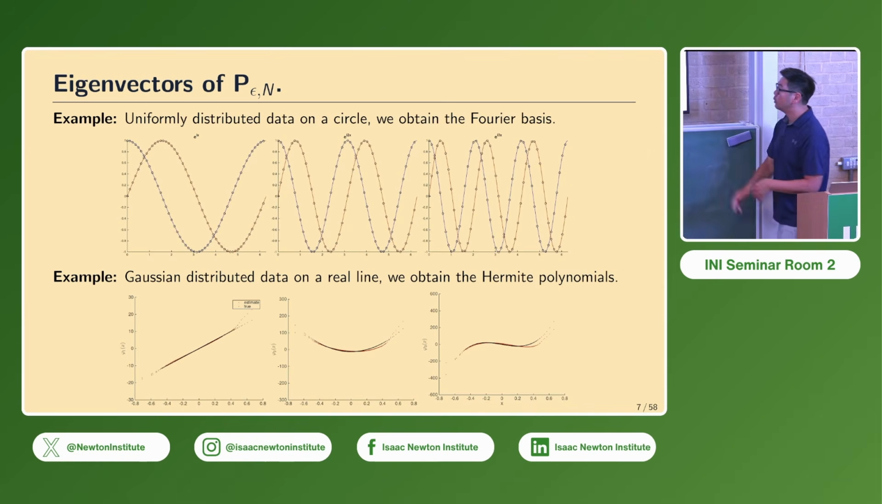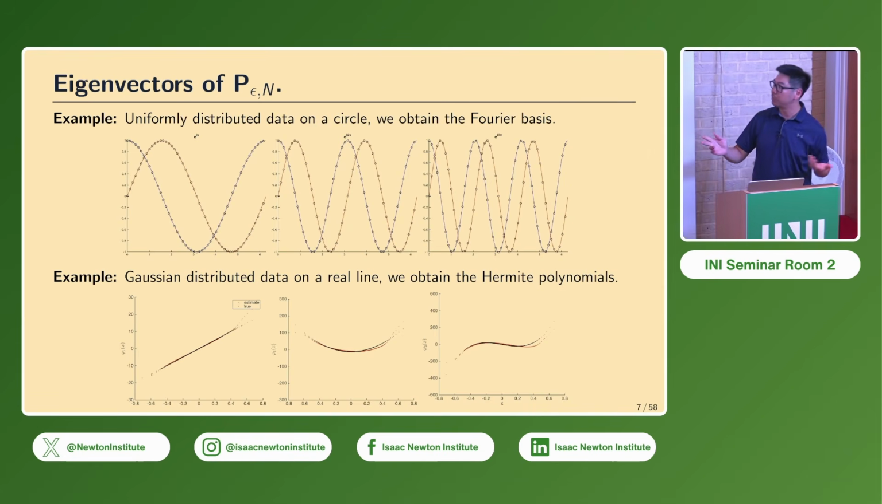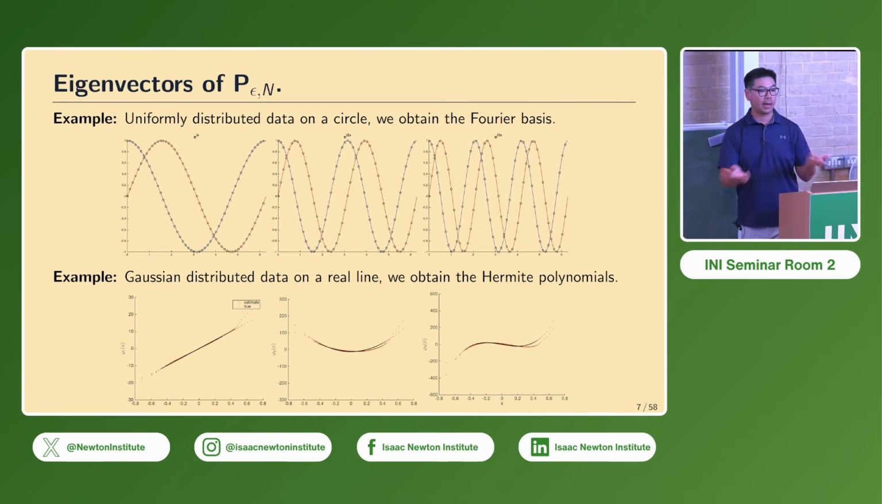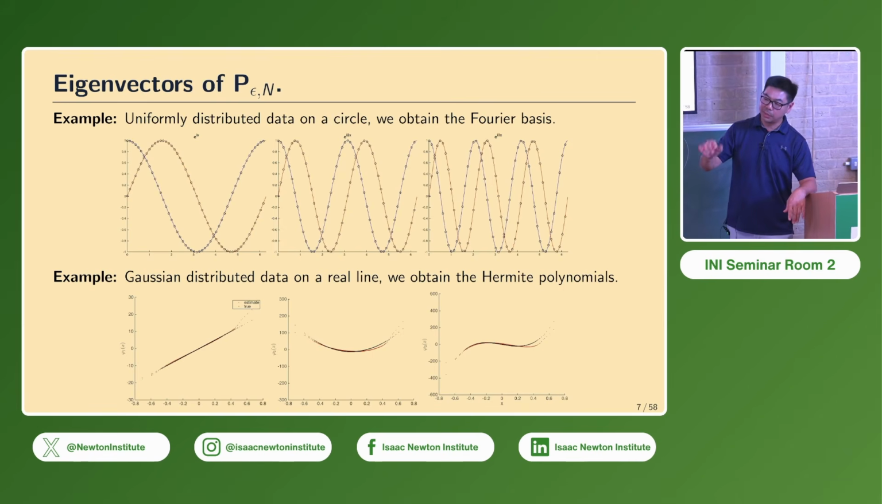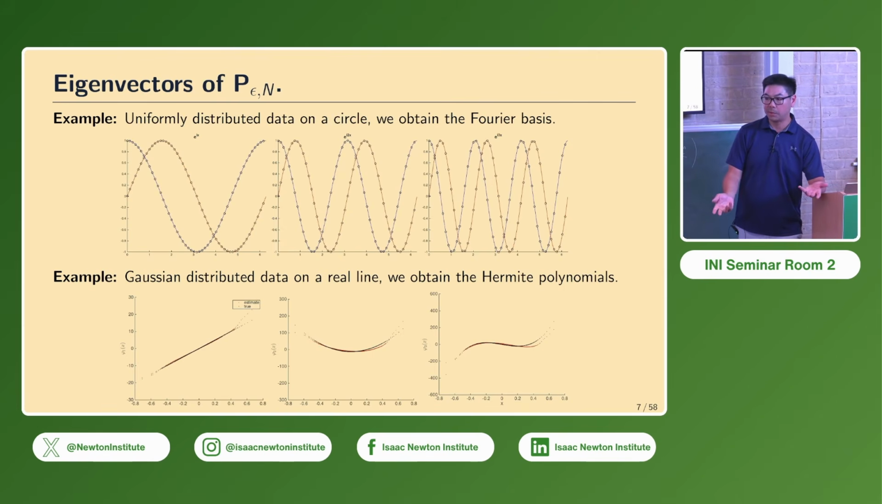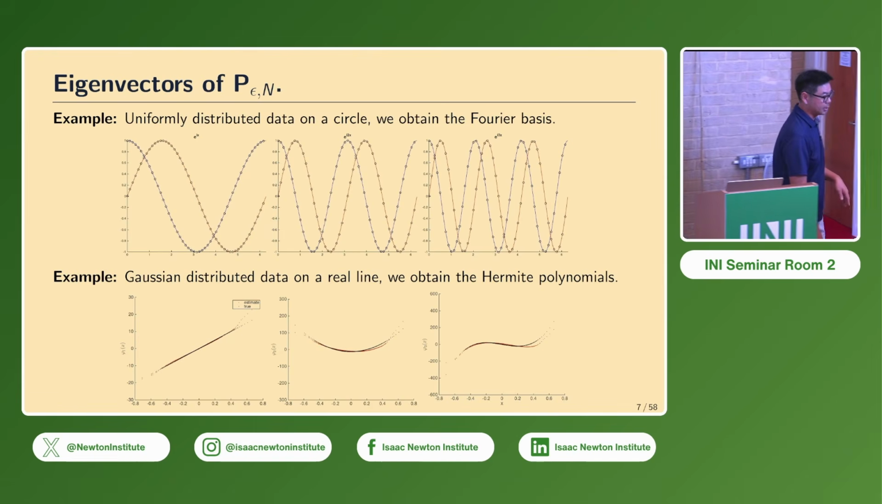That's what you get. On the bottom, it's like another Sturm-Liouville problem. Say your data lie on the real line. Okay, you draw it distributed Gaussian. The Sturm-Liouville problem, right, will give you the eigenfunctions as Hermite polynomials. So there you go. You got the leading eigenvectors in Hermite polynomials.